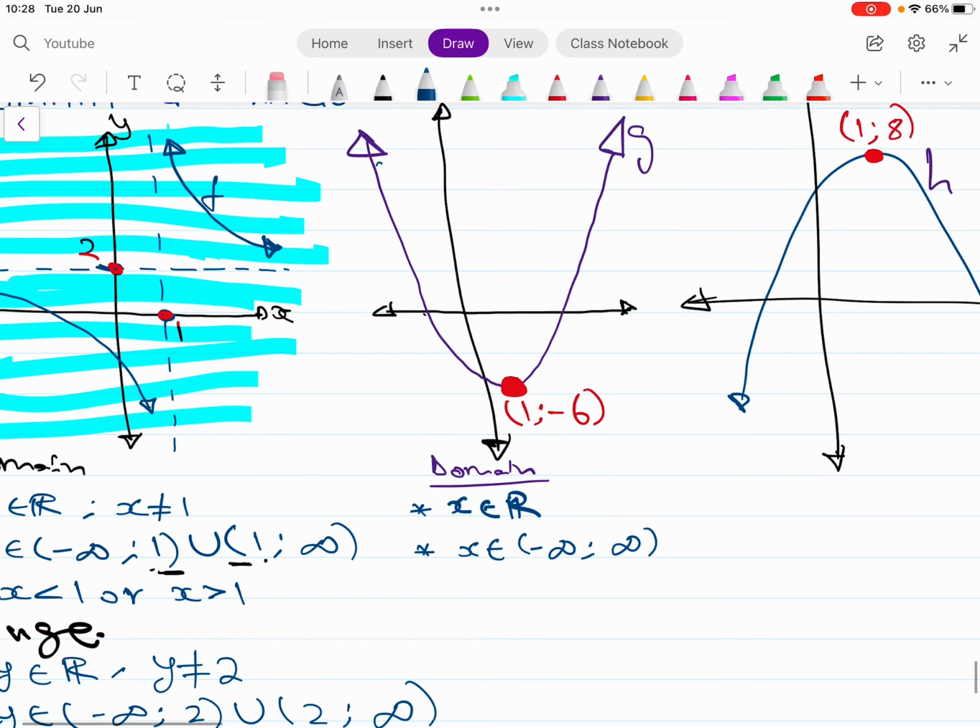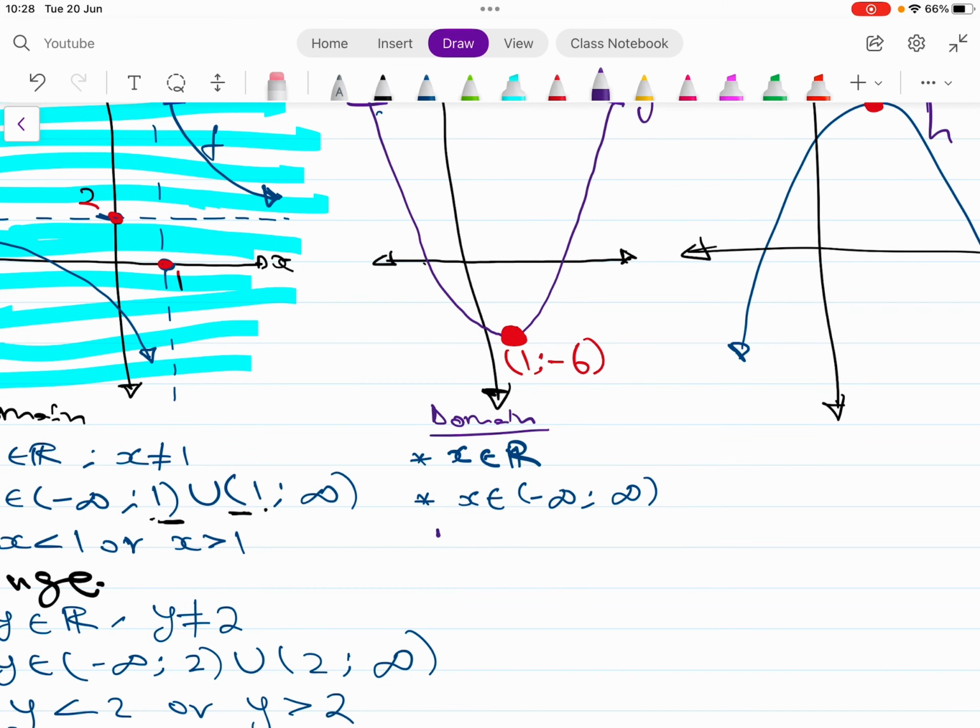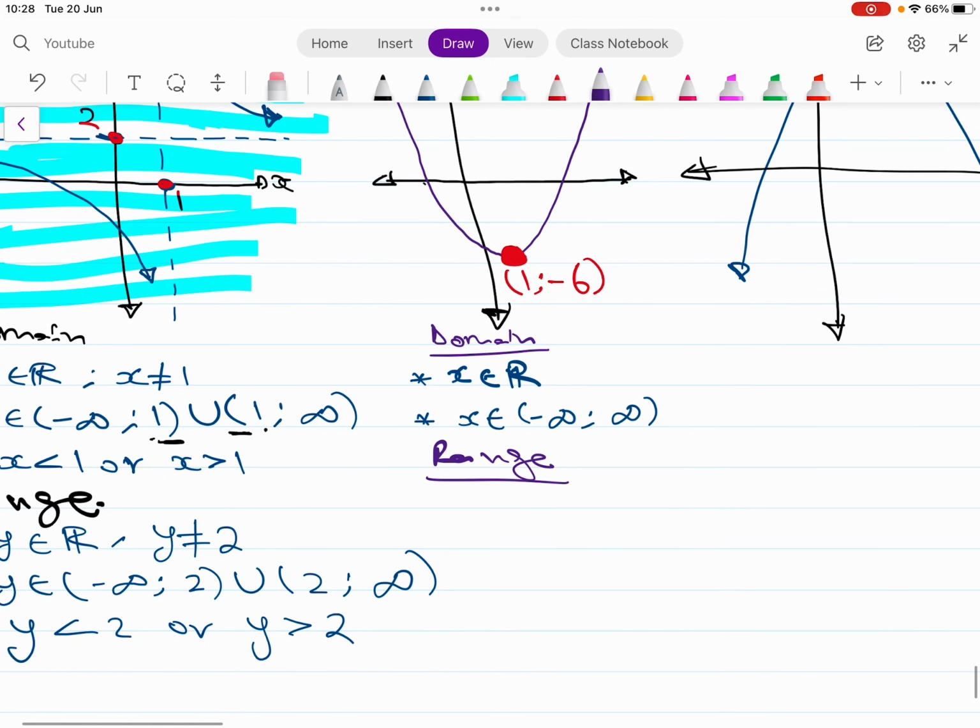Okay, and in terms of the range, I keep butchering the spelling of range for some reason, which I don't know. Okay, let's stop butchering the spelling.